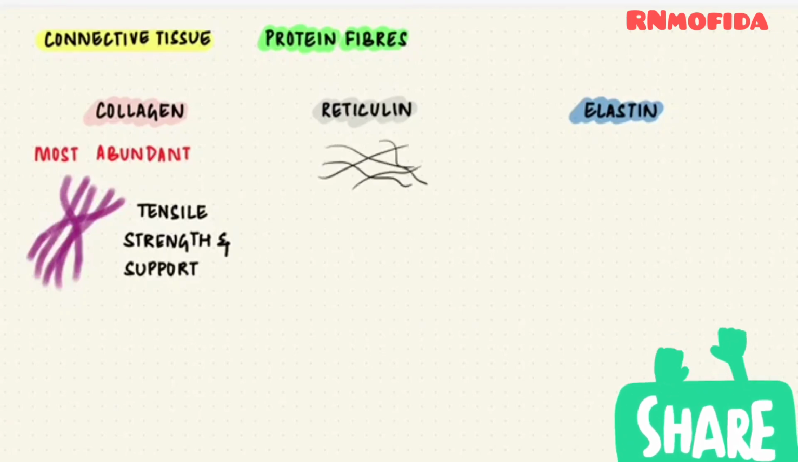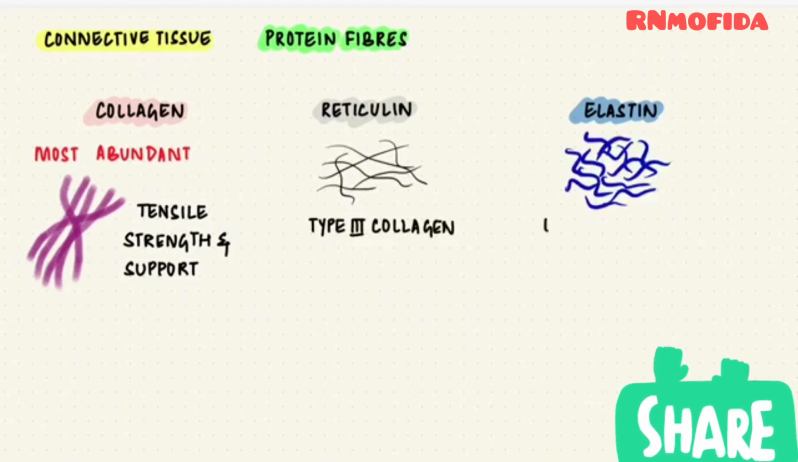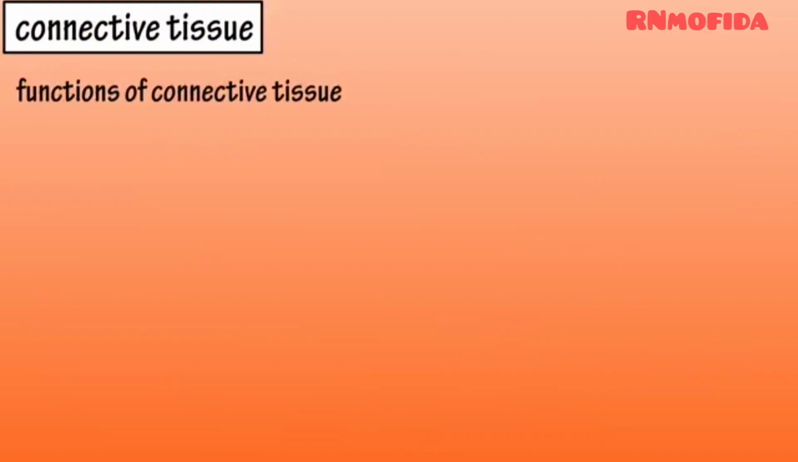Reticular fibers are fine collagen arranged in a network that provides a support framework, and elastin fibers are very thin and highly branched, providing elasticity. Now to the functions of connective tissue.